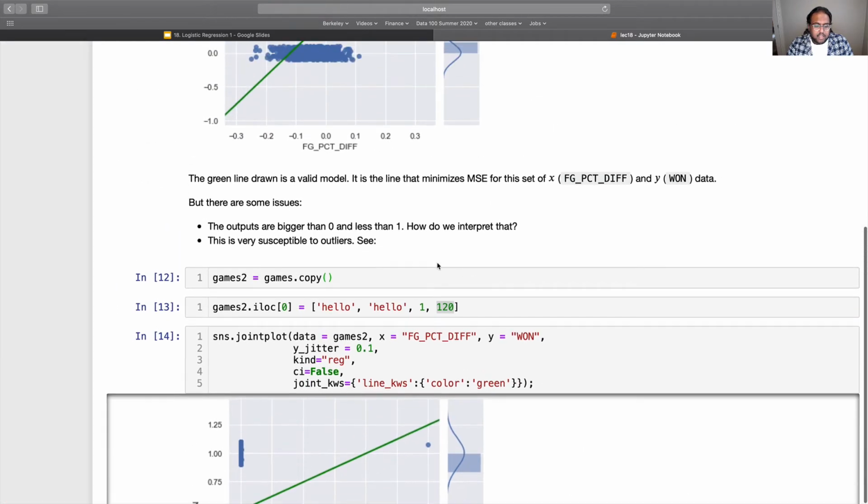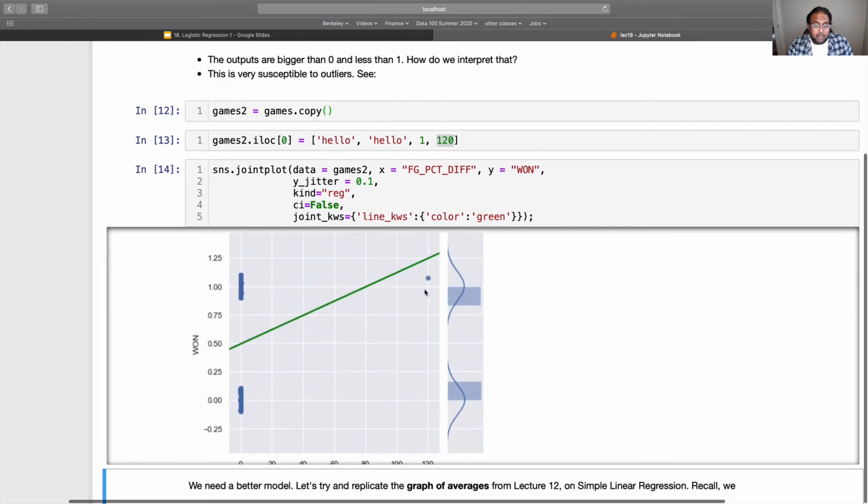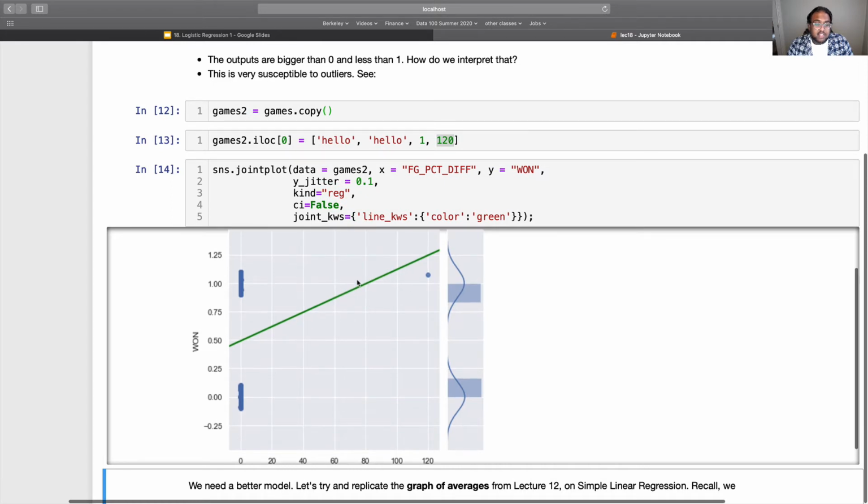And you can see that things don't turn out so well. You can see that this simple linear regression line is dragged way over to the right just due to the existence of this one outlier at x equal to 120. And the reason it's above 1 is because of the y jitter again.